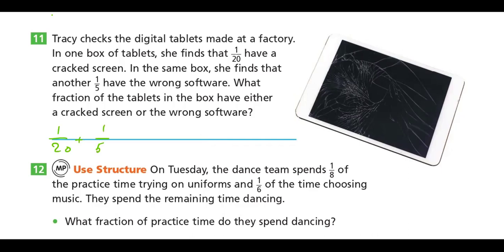plus 1 over 5. So how can we make 5 as 20? Because it's not the same denominator, multiply by 4 up and down. So now it's 1 over 20 plus 4 over 20. The same denominator, write one of them, 20, and 1 plus 4 is 5. Now we can divide both of them by 5 to make it simple. So 5 divided by 5 is 1, and 20 divided by 5 is 4. So our answer is 1 over 4.